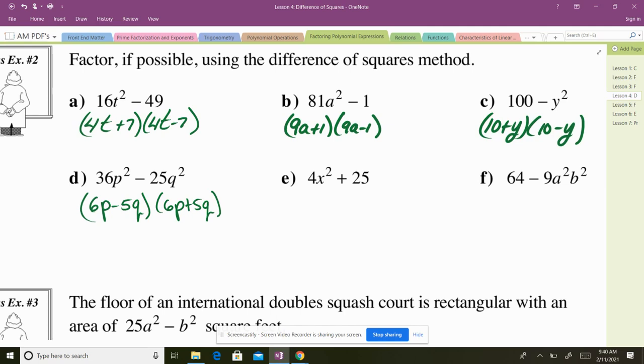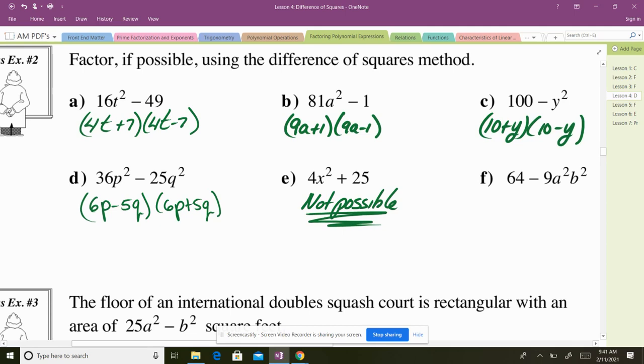Is it a difference of squares? Does it have a subtraction sign between them? So you can't do it. It's not possible.